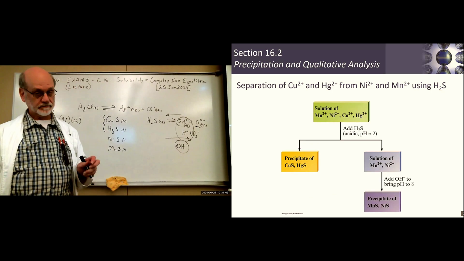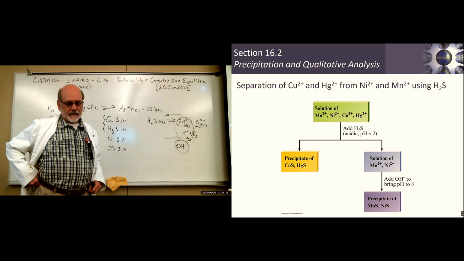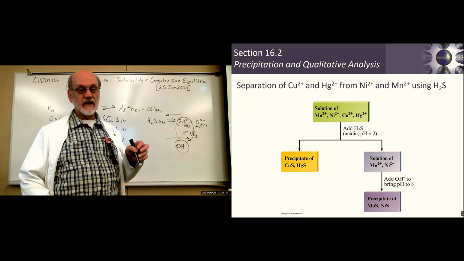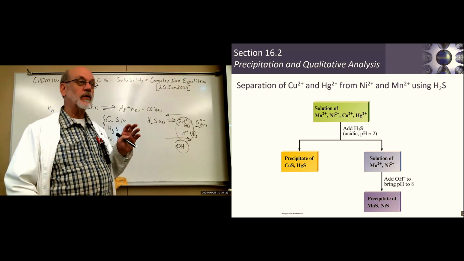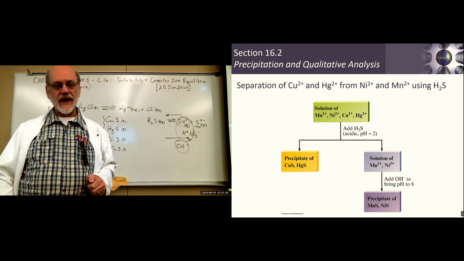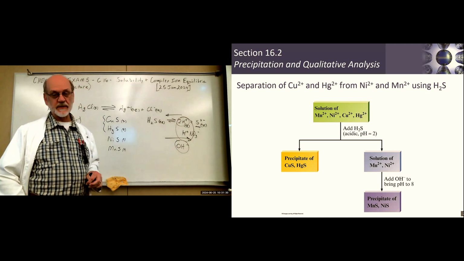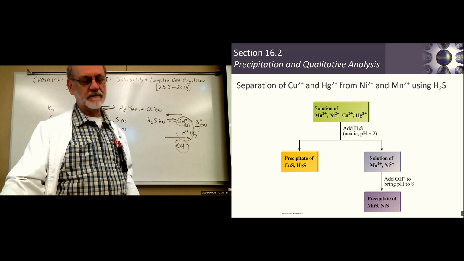All right, so that's what the decision tree would look like. Right? If you add hydrogen sulfide to this mixture at a pH of about 2, then you will precipitate out only the copper and the mercury. Then you add hydroxyl to a pH of 8, and you can precipitate out the manganese and the nickel. Selective precipitation.